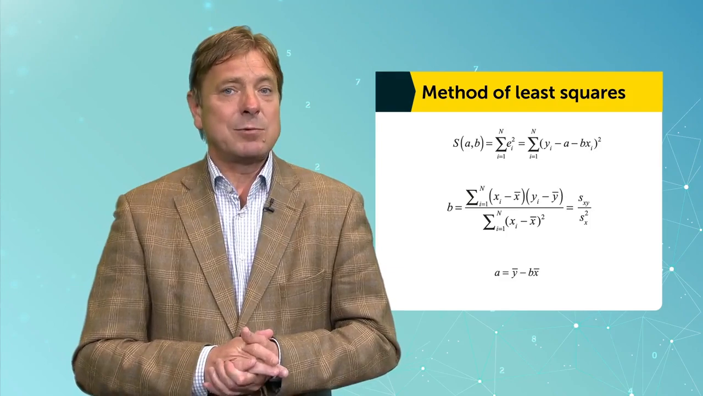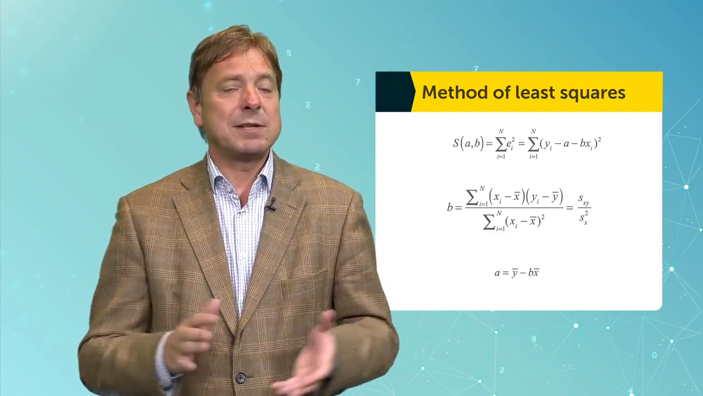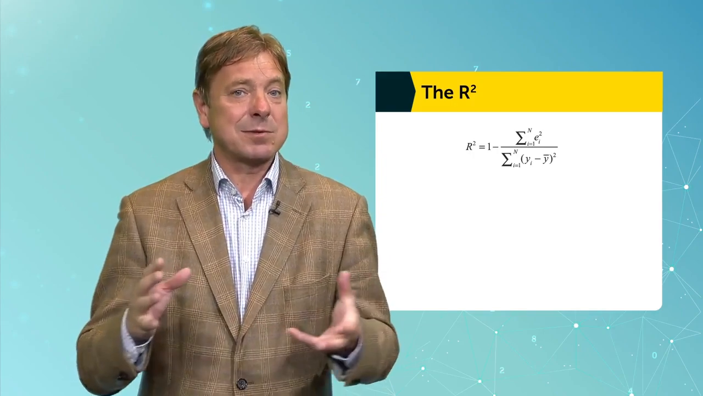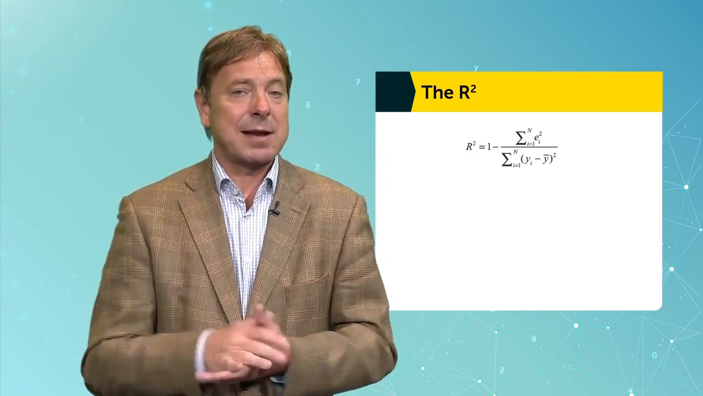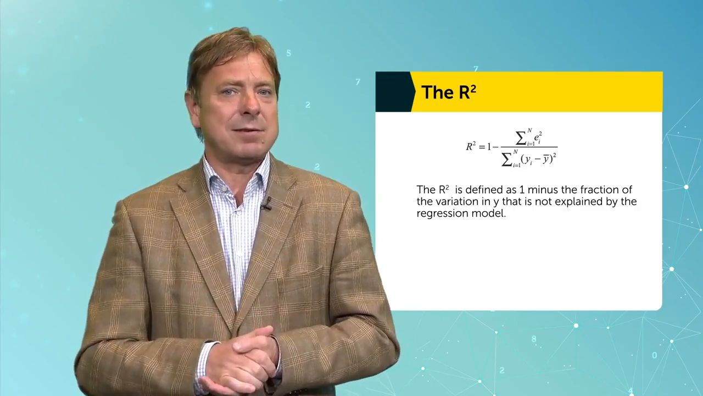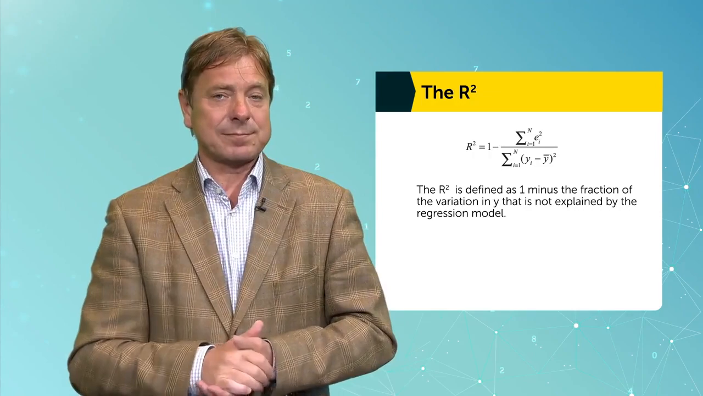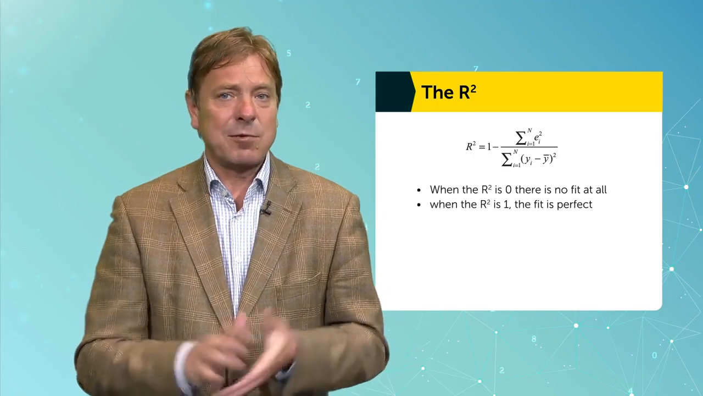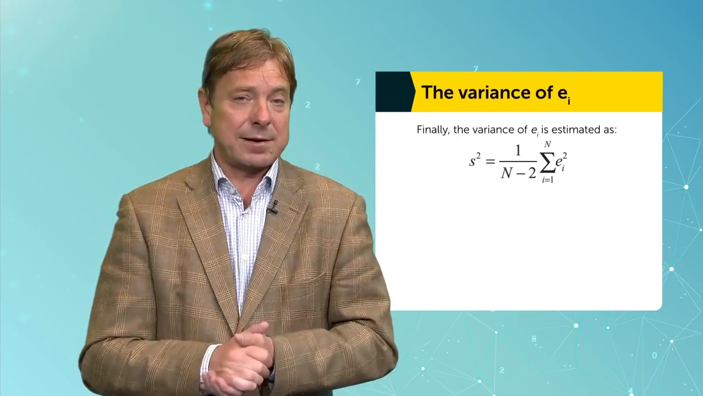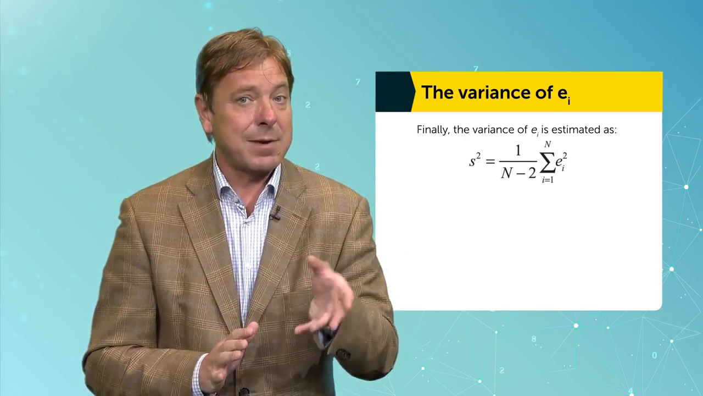When we fit a straight line to a scatter of data, we want also to know how good this line fits the data. And one measure for this is called the R-squared. The line emerges from explaining the variation in the outcomes of y by means of the variation in the explanatory variable x. The R-squared is thus defined as 1 minus the fraction of the variation in y that is not explained by the regression model. That is like this. When the R-squared is 0, there is no fit at all. And when the R-squared is 1, the fit is perfect. Finally, the variance of the residuals is estimated as follows, where again there is no need to worry about the term n minus 2 in this case.